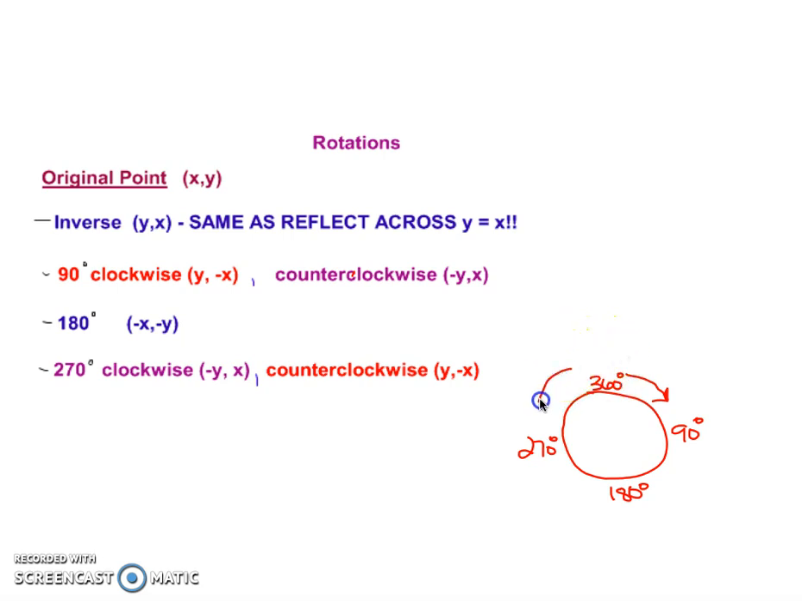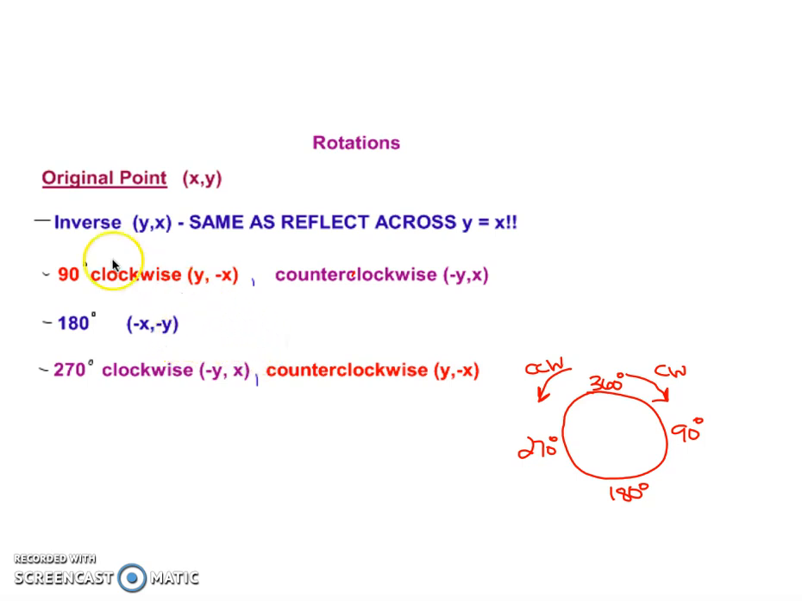Counterclockwise would go this way. So we could say this was clockwise and this was counterclockwise. So these: (y, x) and (-y, x), (-x, -y). So if we take all these here, we are going to use these kinds of formulas in order to change around the coordinates.